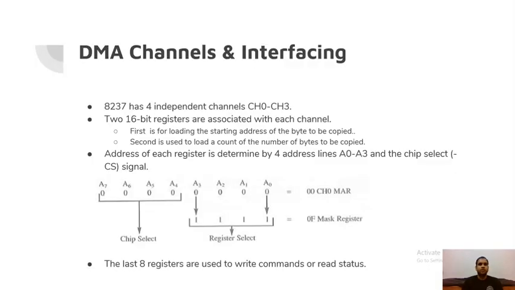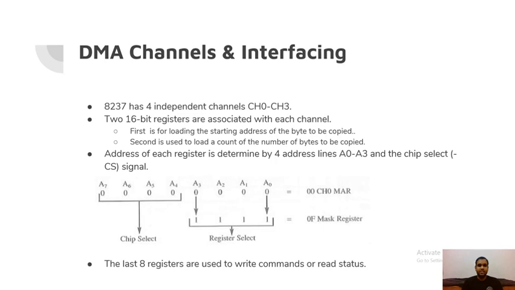Next, DMA channels and interfacing. 8237 has 4 independent channels, CH0 to CH3. There are two 16-bit registers associated with each of these channels. The first one is for the starting address of the byte to be copied, and the second one is used to load a count of the number of bytes to be copied.